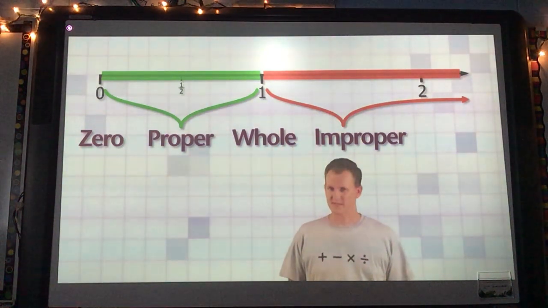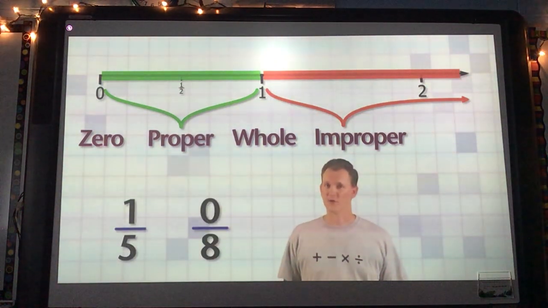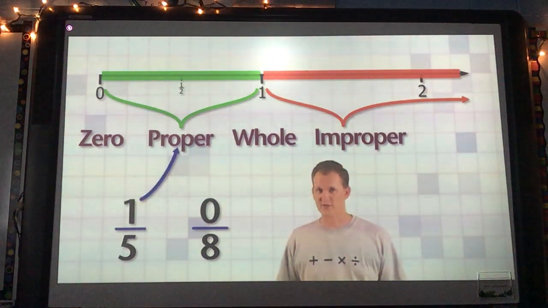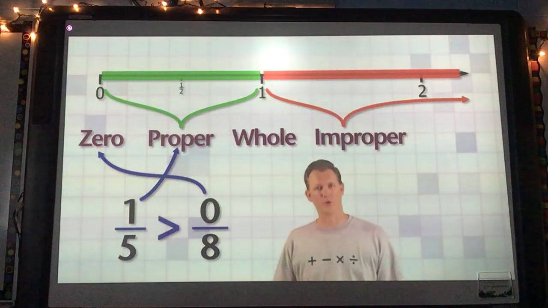Let's do a few comparisons to get the hang of it. Here we have 1 over 5 and 0 over 8. Since 1 over 5 is a proper fraction and 0 over 8 is a zero fraction, 1 over 5 is greater than 0 over 8.